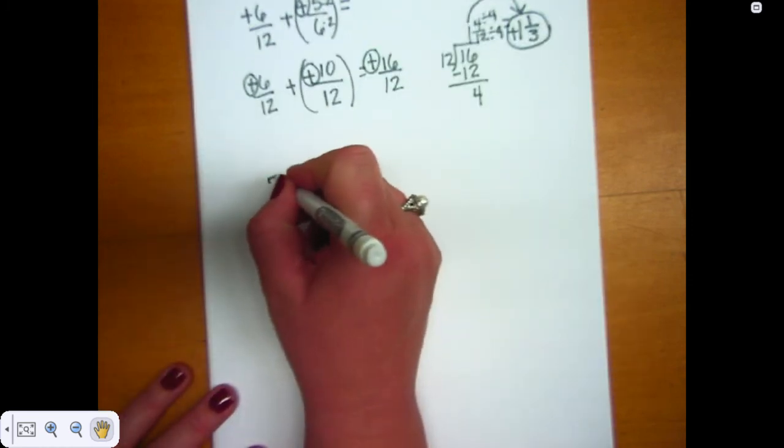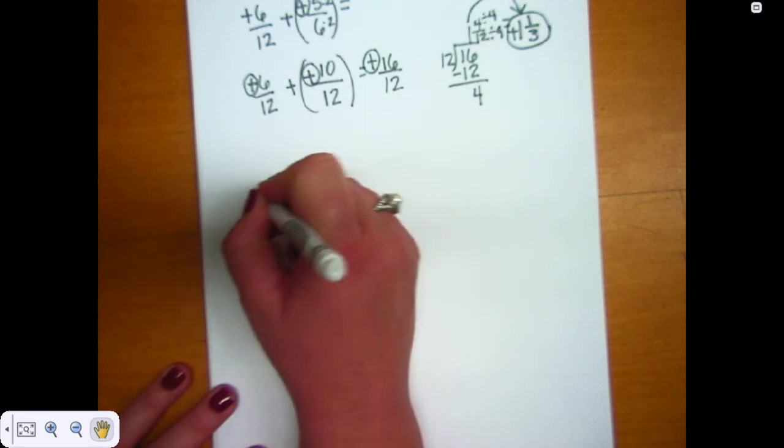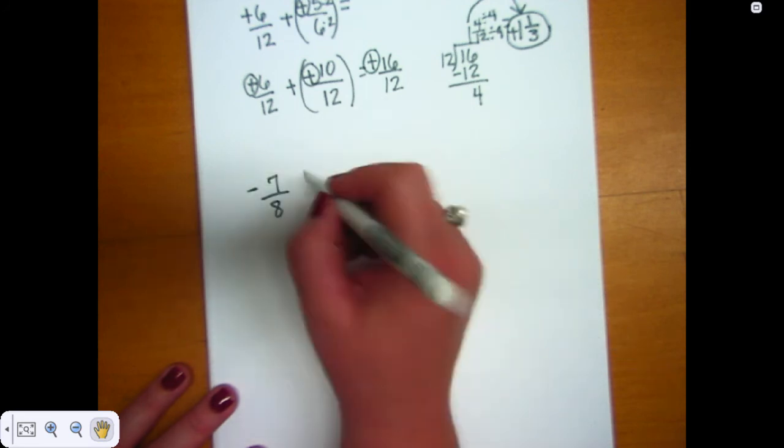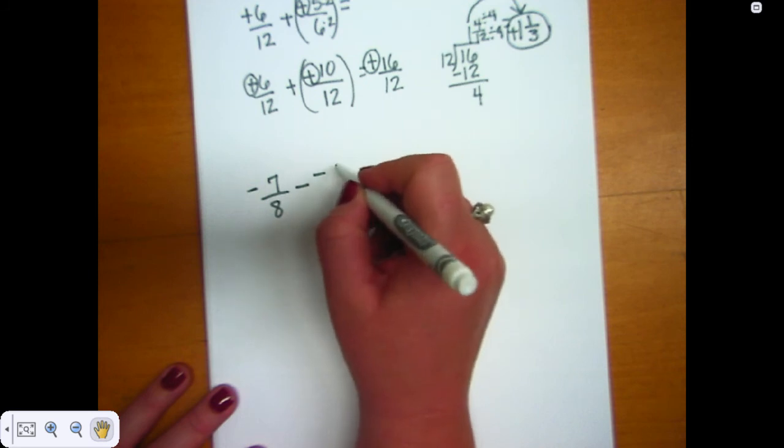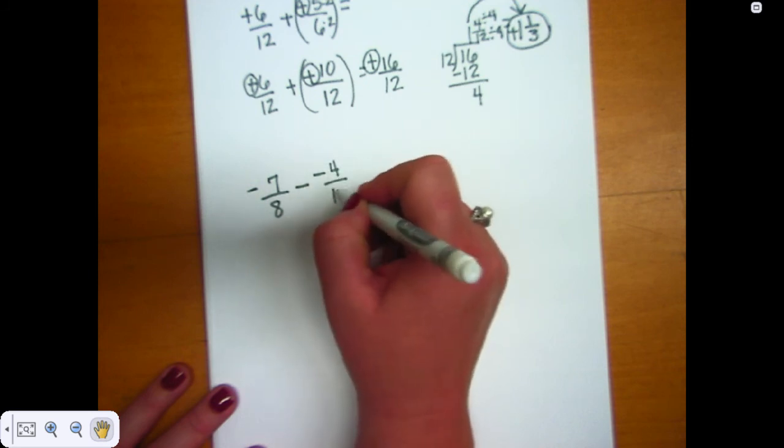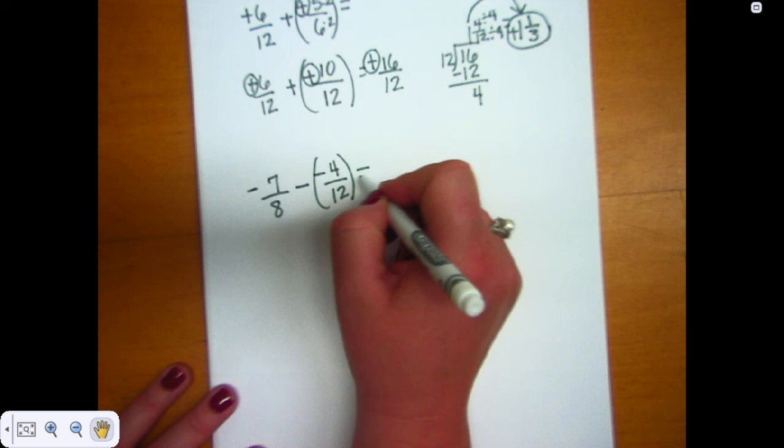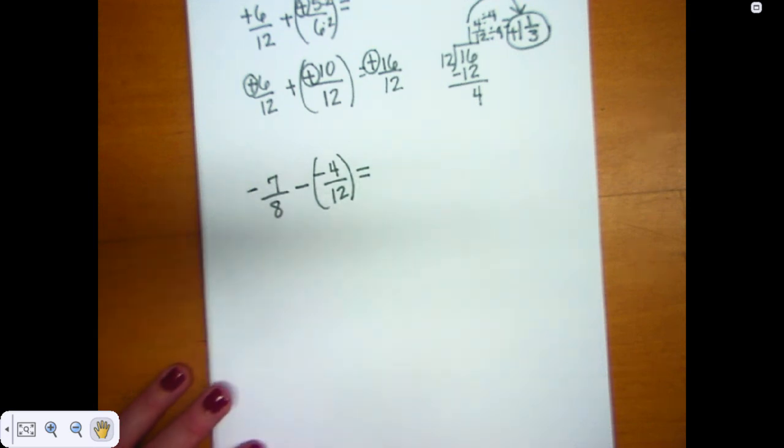This time let's do 7/8. Let's make it negative. Negative 7/8 minus negative 4/12. First thing I see is I have fractions and I do not have the same denominator. So I need to think of what is a good denominator between 8 and 12. I know that 8 times 3 is 24 and 12 times 2 is 24. So I'm going to use the common denominator of 24.